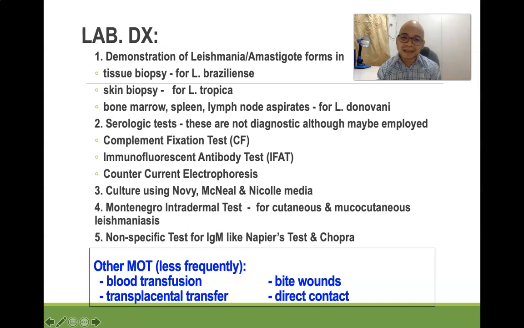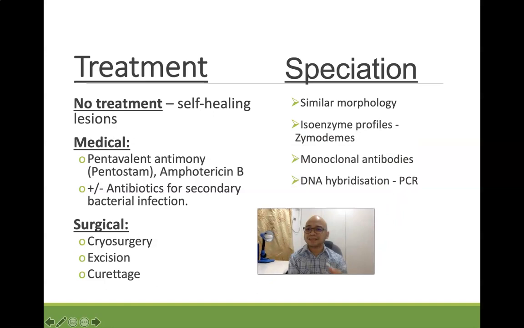Okay. So, other modes of transmission which may not be as popular as the phlebotomous bite. This includes blood transfusion, which means that if the country is endemic for this particular disease, then they have to screen blood for this Leishmania. Transplacental transfer, bite wounds, and direct contact. Then there's treatment.